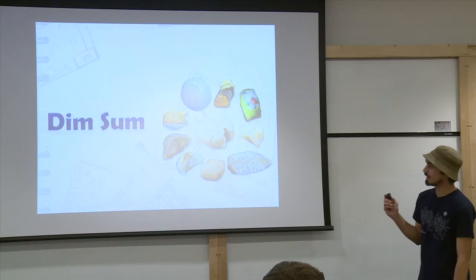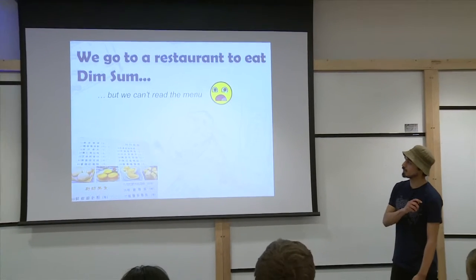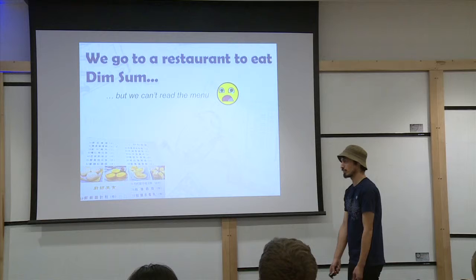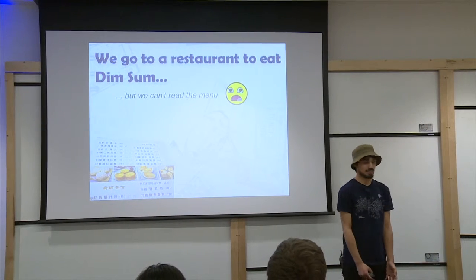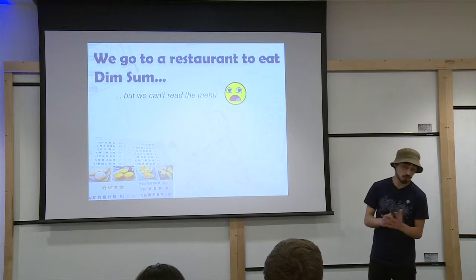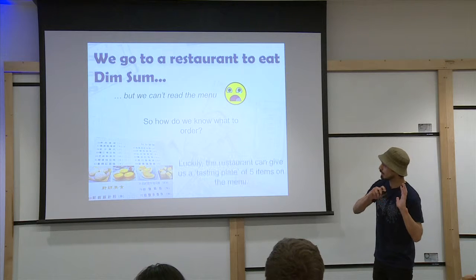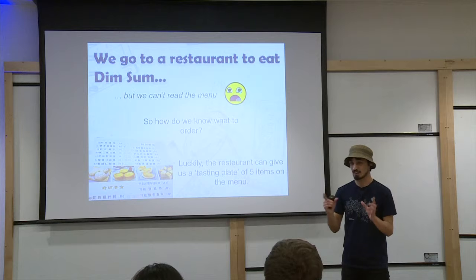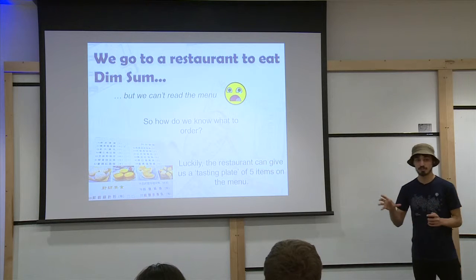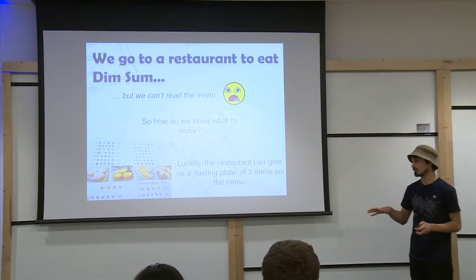There's a problem here because we can't read the menu. It's all in Chinese. None of us read Chinese. Luckily, we had a solution. Luckily, the restaurant can give us a tasting plate, which has 5 items of dim sum on each plate.